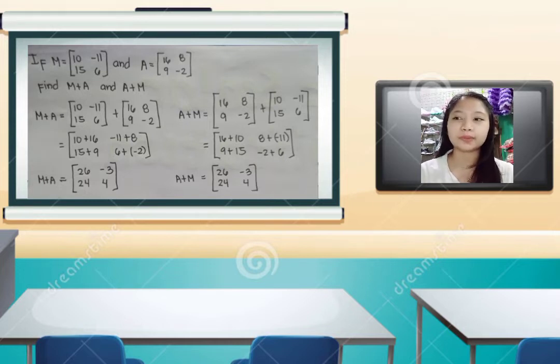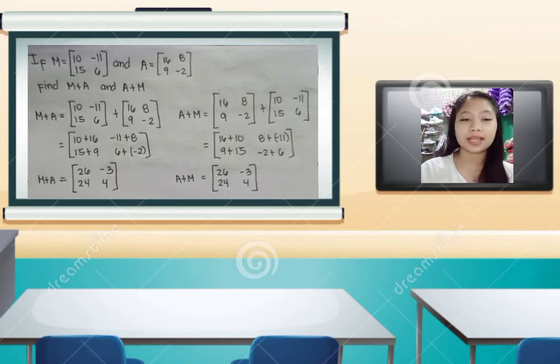Now we will find the sum of A plus M, or matrix A plus matrix M. So A plus M is equal to 16, 8, 9, negative 2, plus 10, negative 11, 15, and 16. We will add the corresponding elements of the two matrices. So 16 plus 10, 8 plus negative 11, 9 plus 15, negative 2 plus 16. Now we will find the sum of each number.